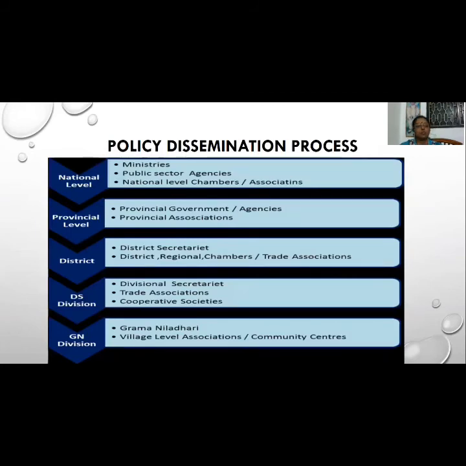So here in the policy dissemination process, it can be seen there are 5 levels: national level, provincial level, districts, DS divisions, and ultimately GN divisions. Ministries, public and national level chambers have policy making. But the implementation part goes to the hands of the provincial government and provincial associations. Provincial government plans how these policies must be implemented. Then divisional secretariats and district regional chambers define different goals and milestones to achieve. Trade associations and cooperative societies record the activities they have done. Then the Grama Niladhari directly approaches and interacts with the SMEs.